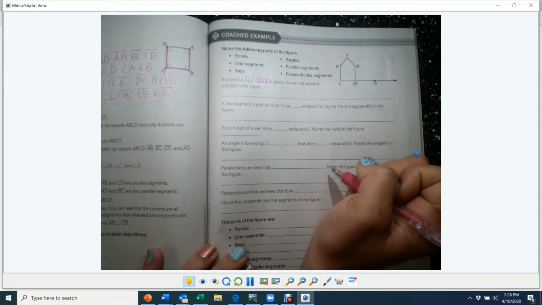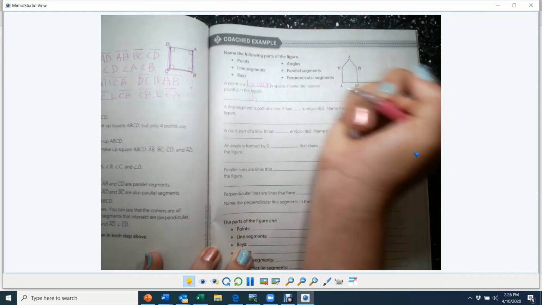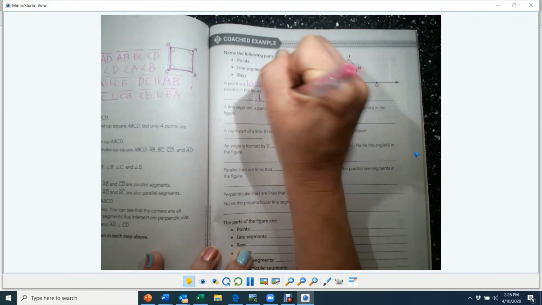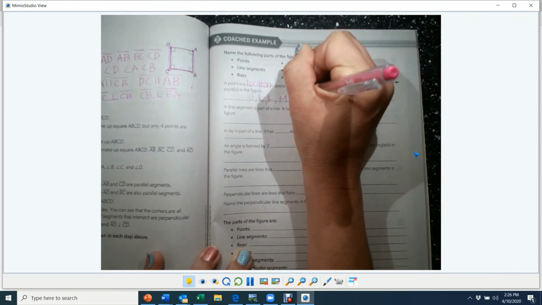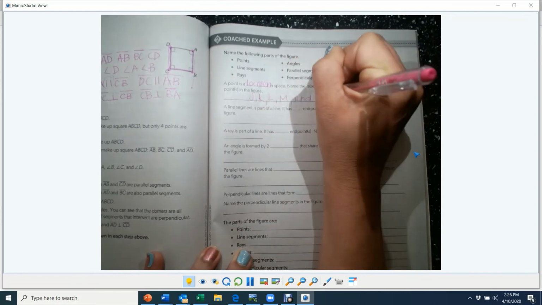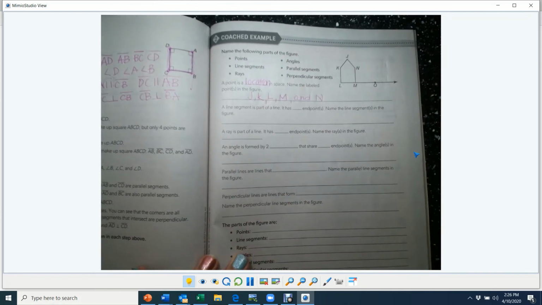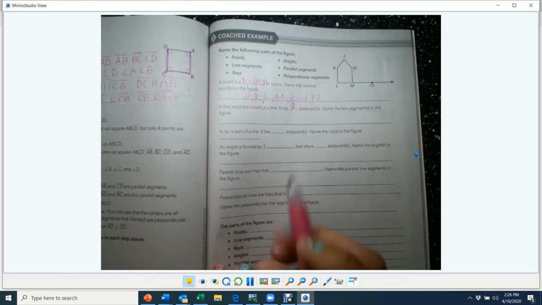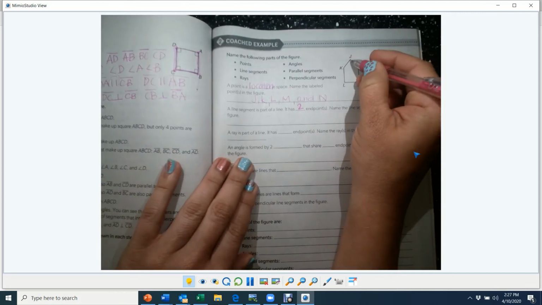So right here we're going to write J, K, L, M, and N. Then it says a line segment is part of a line. So remember, it's a part of a line because it has two endpoints. It has a start and a stop. So then they want us to name all of the line segments. Well, there are a bunch. So let's just start here and work our way around.